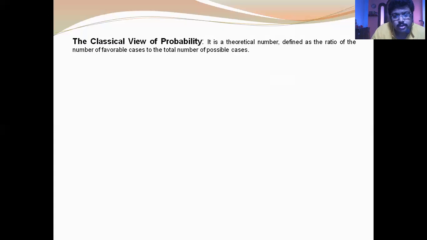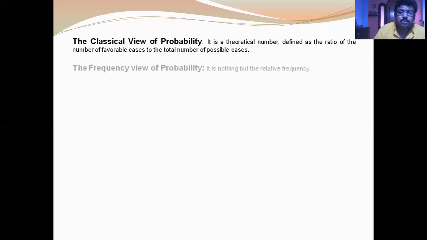Suppose you toss a coin and you are getting heads, then the favorable case is 1 and the total number of cases is 2. So 1 by 2 is the probability as far as the classical view of probability is concerned. Happening of heads is the favorable case here and the total number is 2.